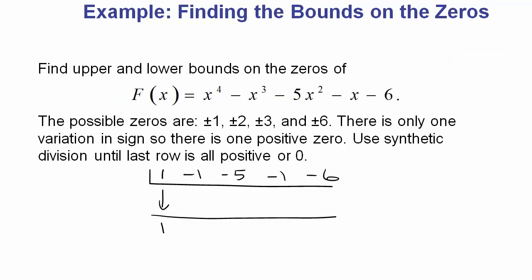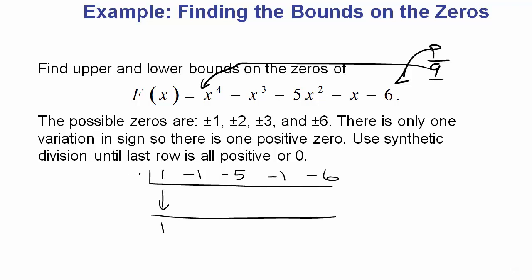So let's look at an example. Find the upper and lower bounds on the zeros of this function. Well, we know the possible zeros are of the form p over q. And remember, p are just factors of the constant, and q is factors of the leading coefficient, which in this case is 1. So you take factors of 6, divide it by 1, and you get just factors of 6. So these are all the possible zeros.